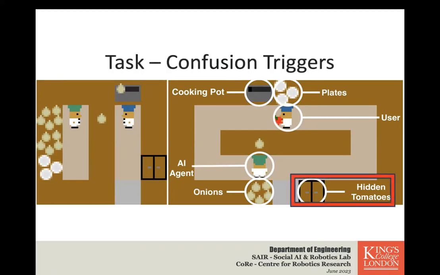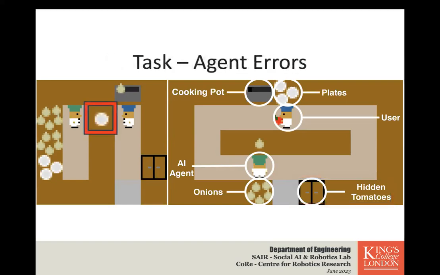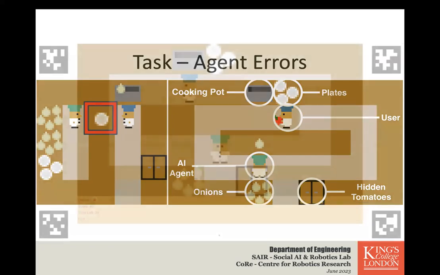For instance, we embedded some confusion triggers into the game. For example, we hide some of the ingredients so that the human would be confused because they won't be able to find them. And then we see whether we can observe this kind of confusion state from the user so that the agent can make an explanation. We also programmed the agent so that it makes some errors occasionally, so that this information can also be used by the agent to explain its behavior.